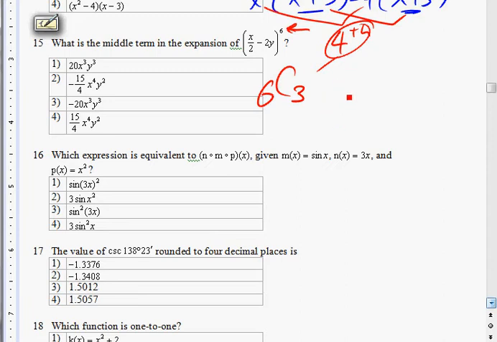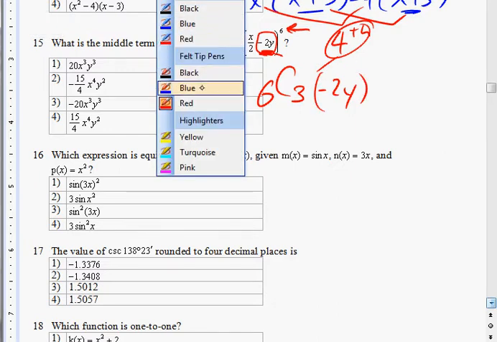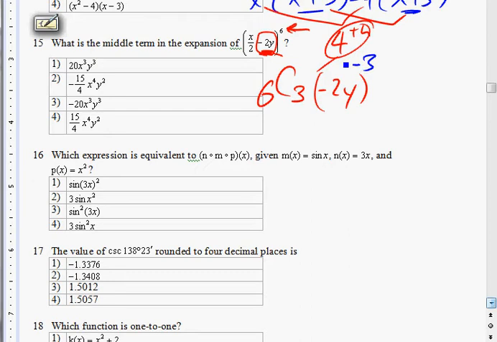6c3. And then you can use the second part of the binomial, negative 2y raised to the power of 3, which is the same over here, right? And the first part of the binomial, x over 2 raised to the power 6 minus 3, and that's coming from the front over here, 6c3. Okay, so that's how you set it up.